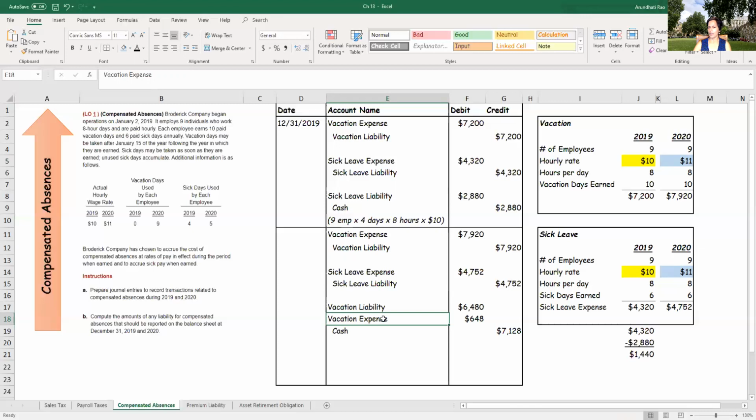I just charge vacation expense for the current year, $648. That's the $1 extra on the vacation time they've taken. So it's basically 9 days times 8 hours per day times the 9 employees times $1. That's the amount that we come up with over here.